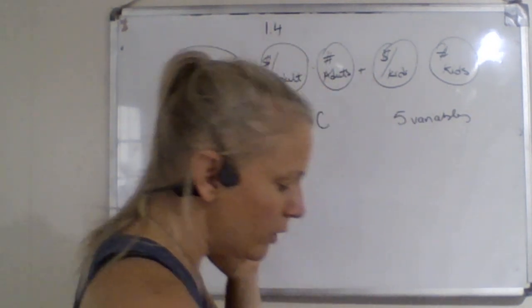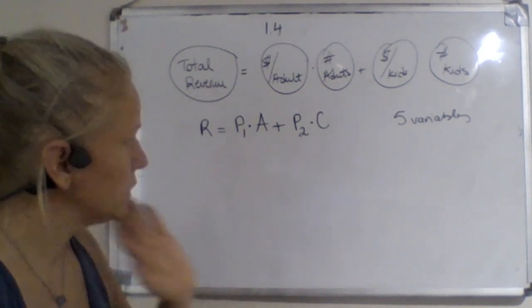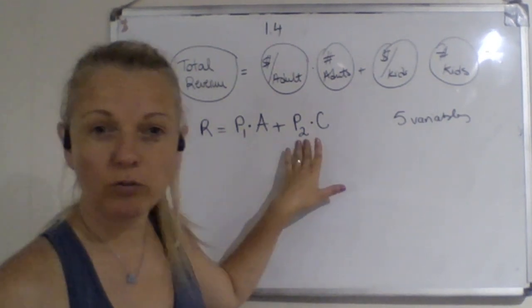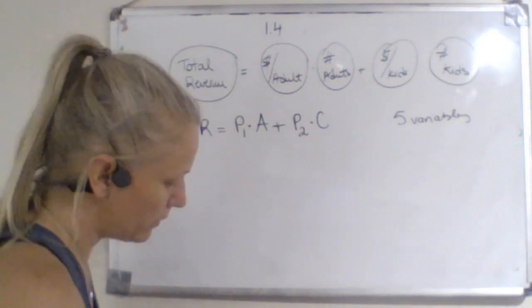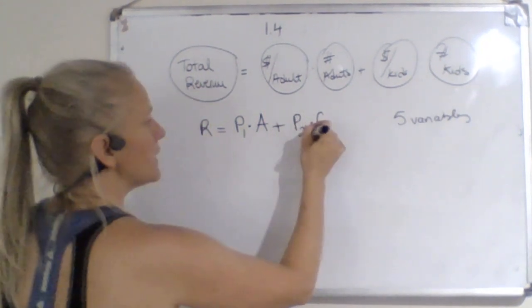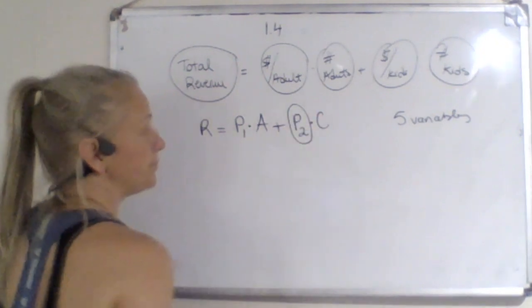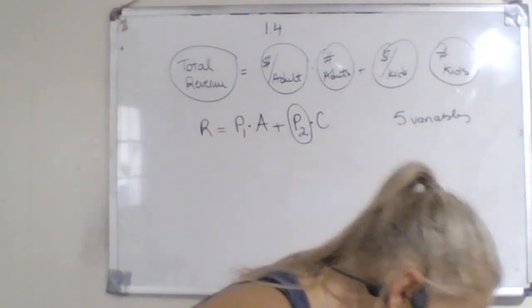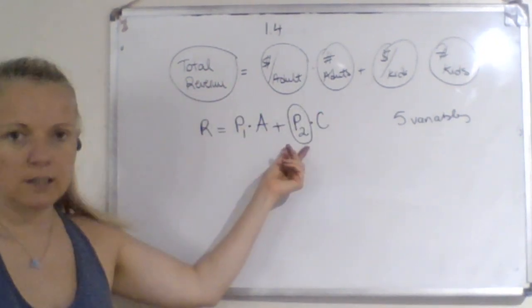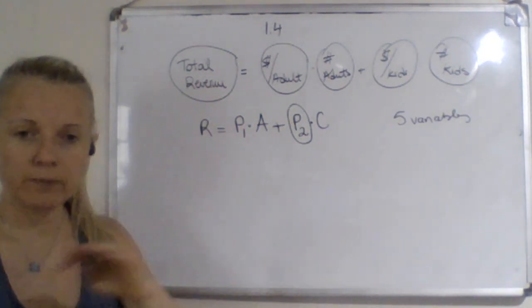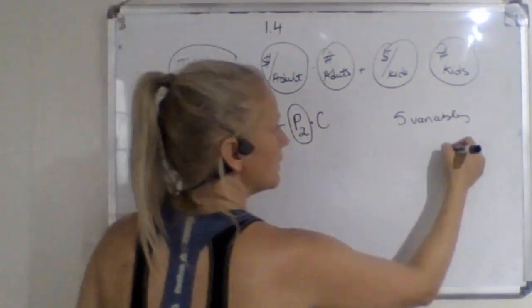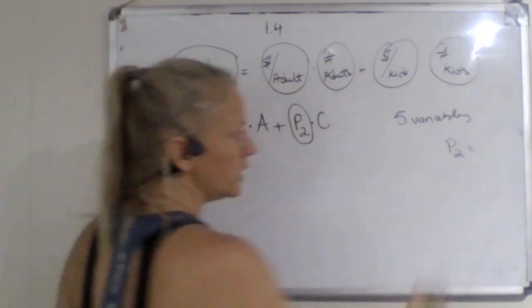Really what they want you to do first is to isolate the variable for the price for children, right? So what we want to do is have this alone, because your question is, how much should you charge per child? So we're going to do the exact same thing we've done before. We want to move stuff around to where we end up with P2 equals something.